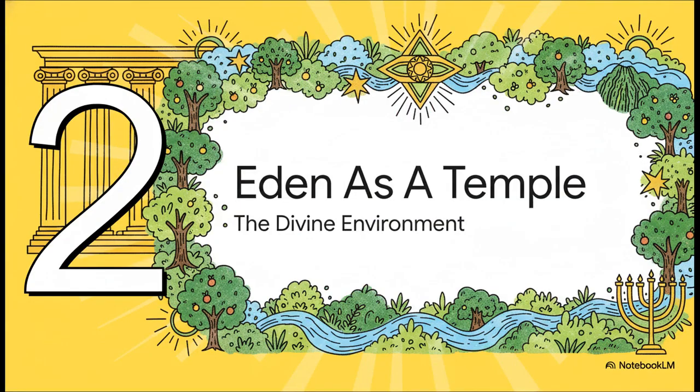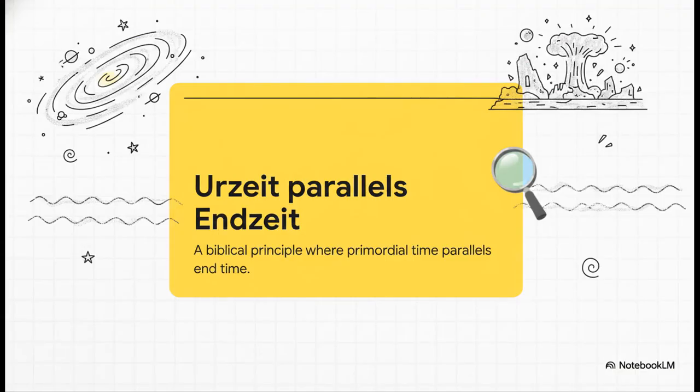Moving to Section 2. Eden as a temple, the divine environment. You know, we usually just picture Eden as a really lush garden, right? But the text strongly hints it was actually a temple. To wrap our heads around this, we have to look at a brilliant biblical principle known in German theology as Urzeit parallels Endzeit, which simply translates to primordial time parallels end time. Basically, the way the world ends in the biblical narrative directly mirrors the way it began.